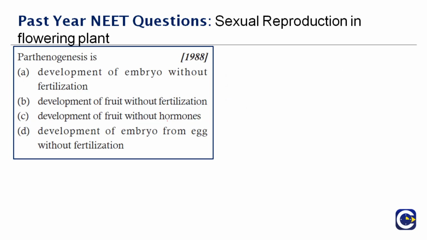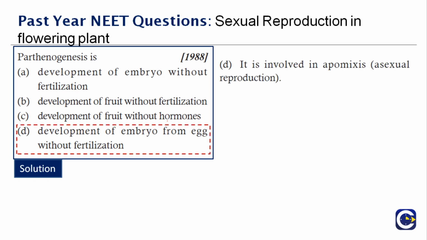The next question here was asked in the year 1988. Parthenogenesis is dash. Very easy question. Just analyze the statements here. Development of embryo without fertilization, wrong. Development of fruit without fertilization, wrong. See, parthenogenesis is the development of embryo from egg without fertilization. Therefore, the right answer to this question is option D.